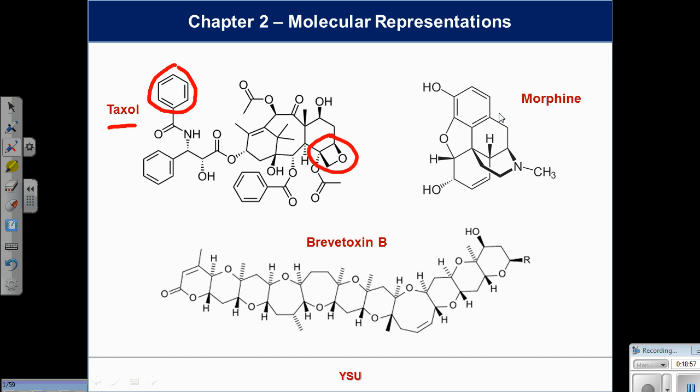Morphine, obviously, is an important analgesic. Lots of 3-dimensional characteristics here. This wedge and this wedge means something. This dash means something. Very, very complicated molecule. Down here, brevetoxin B. We make this in the graduate classes. It's 147 synthetic steps from starter materials. Now, in my class, we get to about 11 steps, maybe 15 steps, in terms of making molecule A turn into molecule B, turn into molecule C, turn into molecule D.